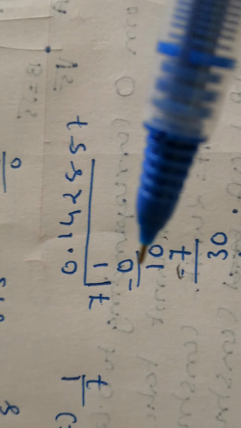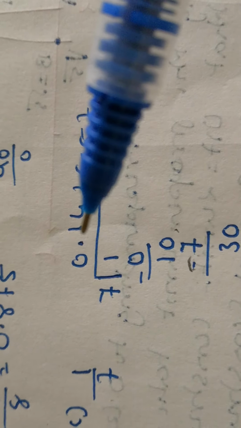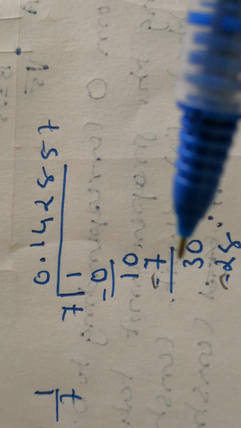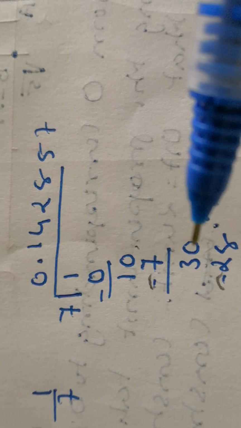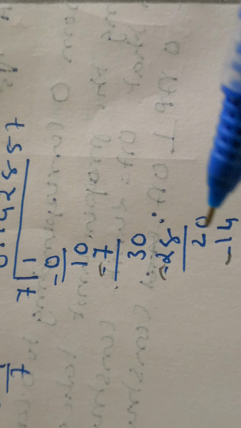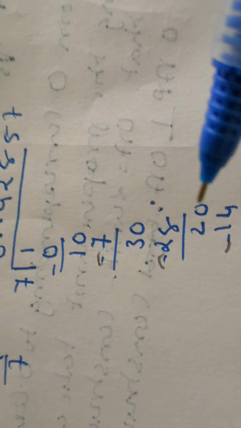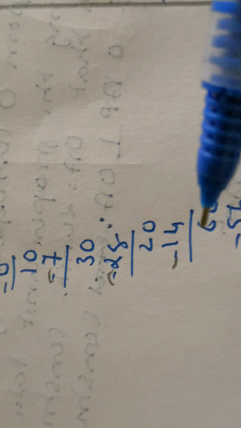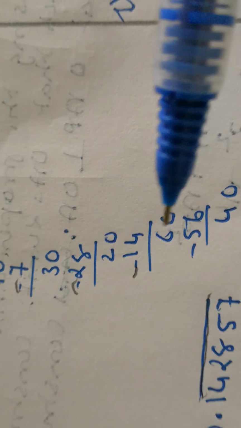1 upon 7. Dividing 1 by 7. 7 zeros are 0. 1 minus 0 is 1. Keeping a decimal point, you will get 10. 7 ones are 7. 10 minus 7 is 3. Again you are going to get 30 because already we have kept a decimal point. So 7 4s are 28. So the remainder is 2, and 20 which we are going to get extra. So 7 2s are 14. That is 20 minus 14 is 6. 60. 7 8s are 56.